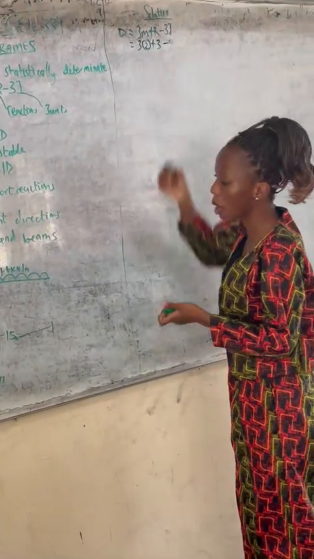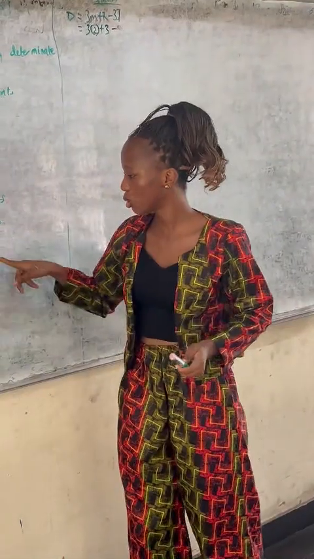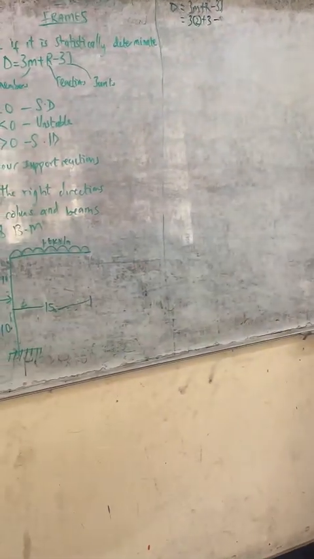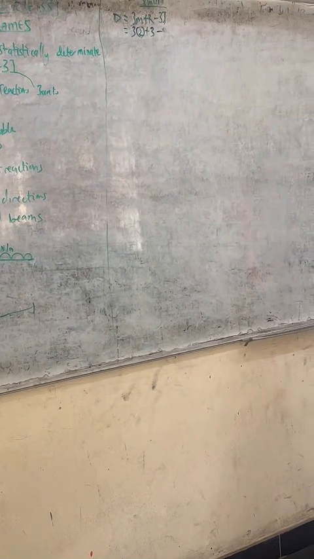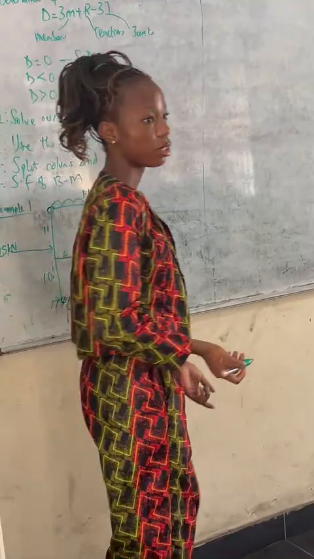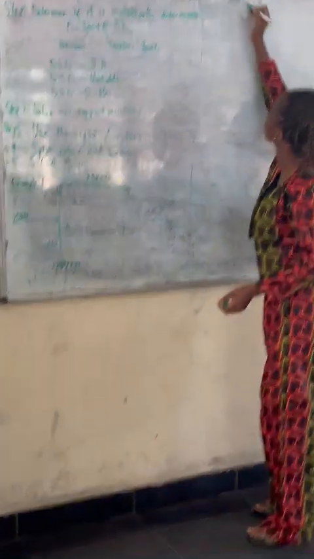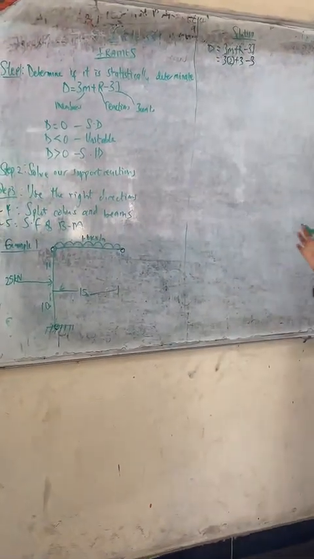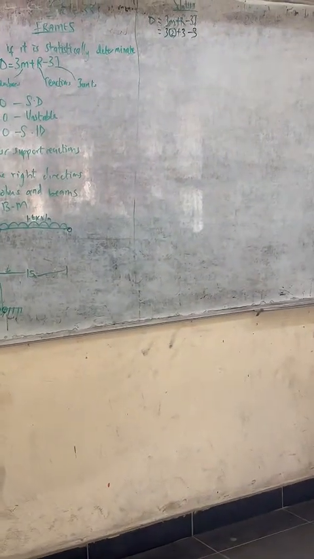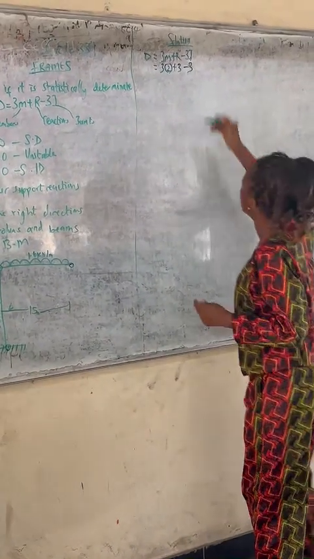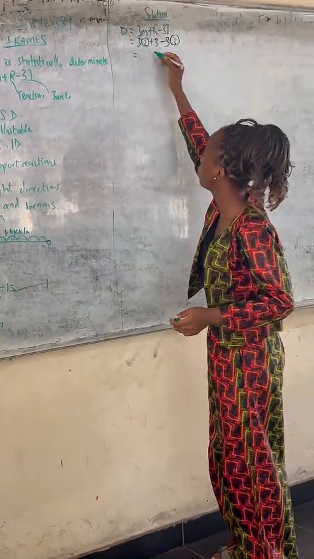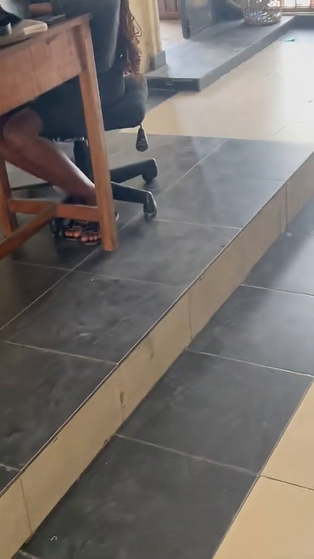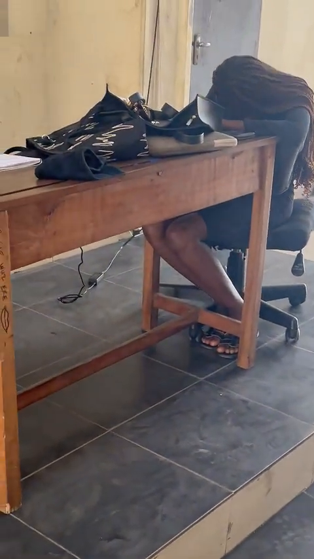3 reactions minus how many joints do we have? 1, 2, 3. I think that's the joint. So let me confirm. Yes. So we have 3 joints, 1, 2, 3. So 3 joints into 3. So at the end of the day we have a 0. So it's statistically determinate.